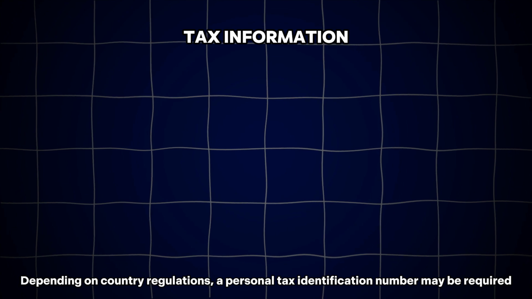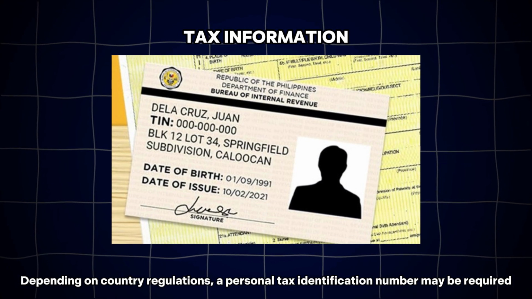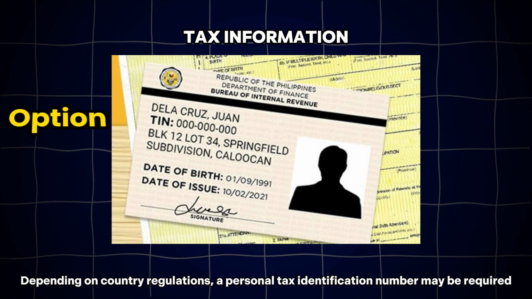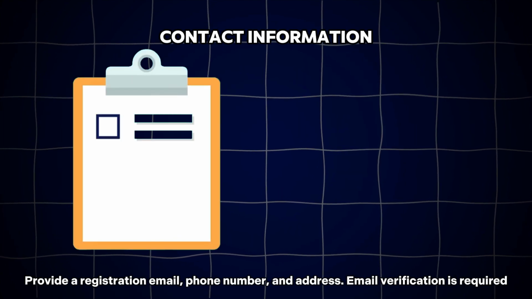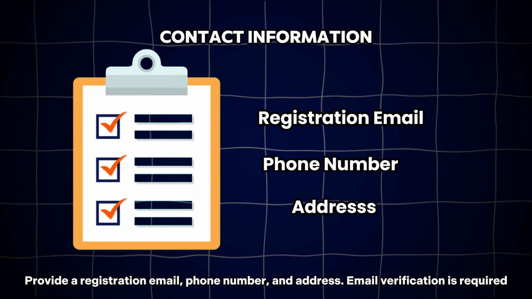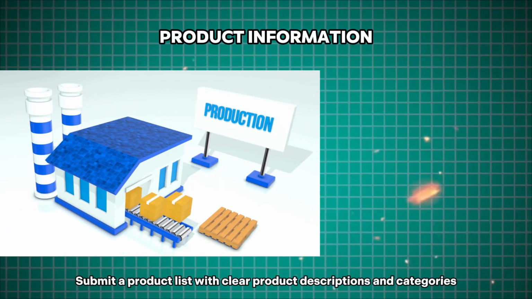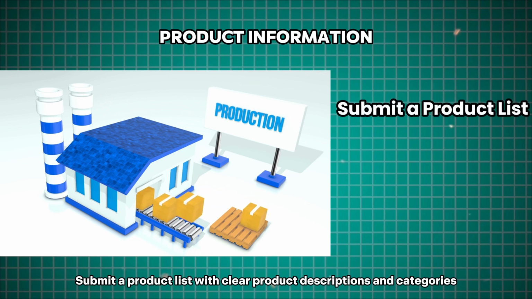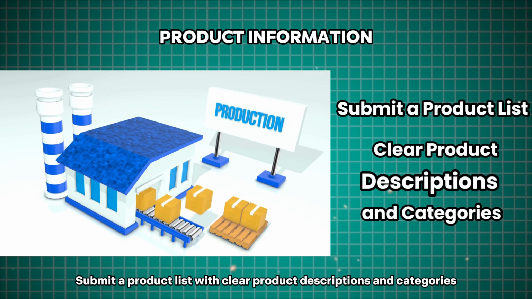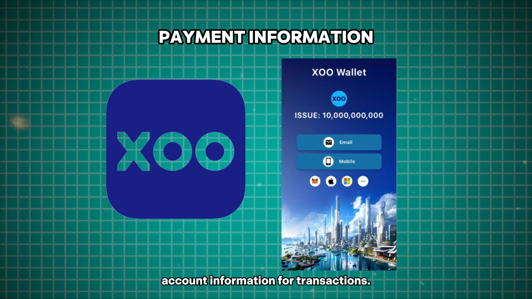Tax information: depending on country regulations, a personal tax identification number may be required, optional. Contact information: provide a registration email, phone number, and address. Email verification is required. Product information: submit a product list with clear product descriptions and categories. Payment information: must have an SU wallet and provide credit card or payment platform account information for transactions.